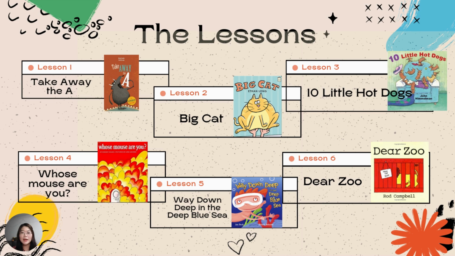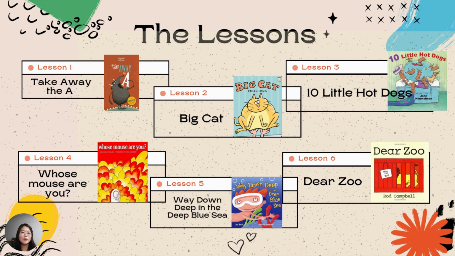And lesson 2 is about Big Cat. So students have to have a chant. It's like, what can big cat do? What can big cat do? Big cat can blah blah blah. So they need to think about some action verbs. And lesson 3 is about 10 Little Hot Dogs. So it's about the verb plus ing. It means that students need to develop the present tense and the verb-ing. For example, like 2 little hot dogs are sitting on a chair, something like that.